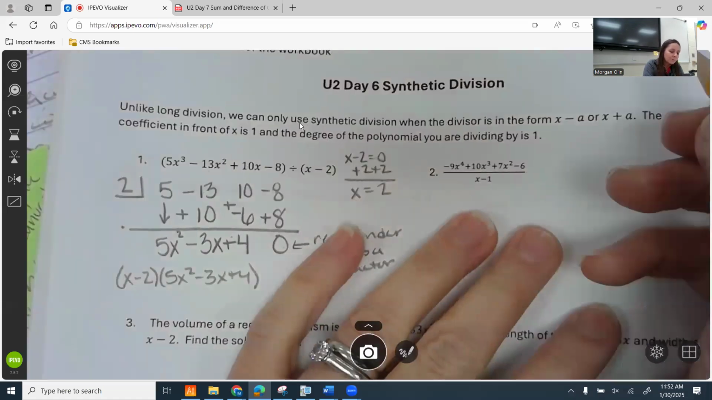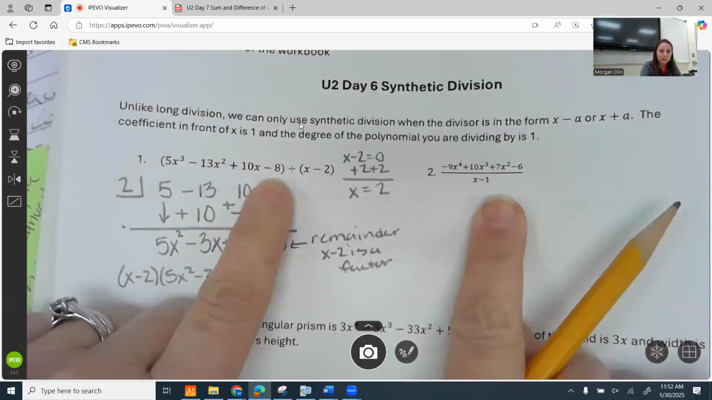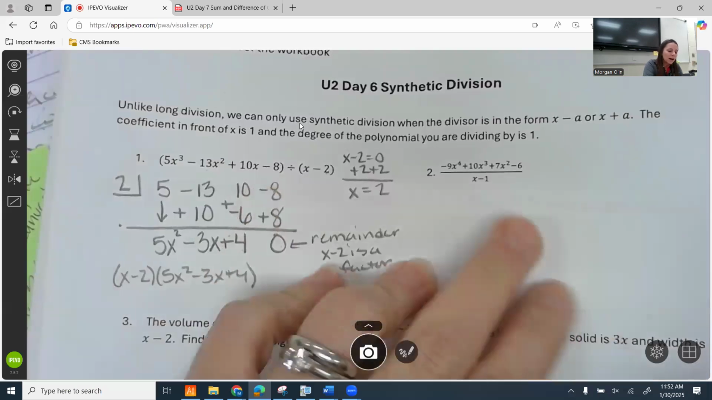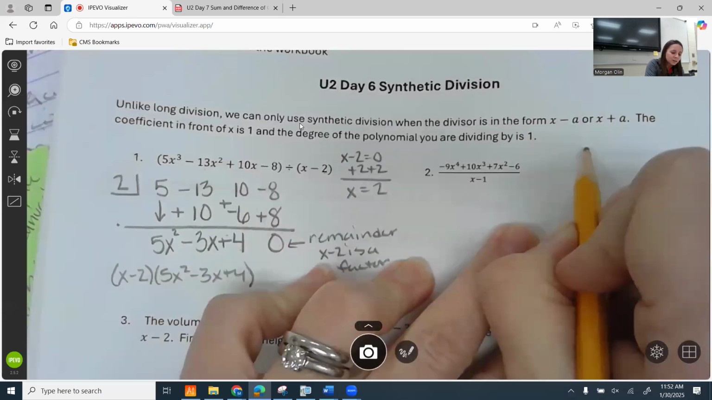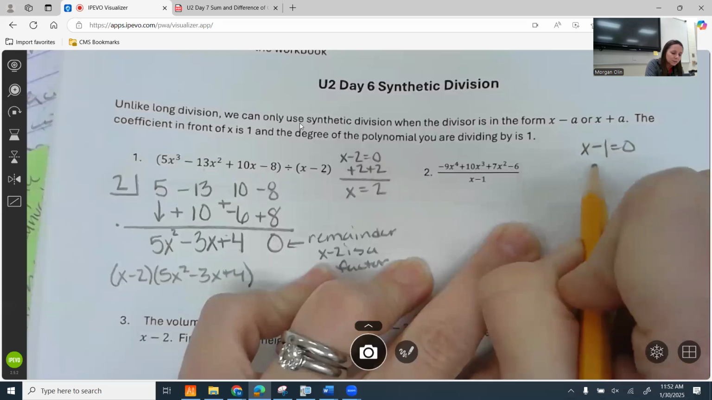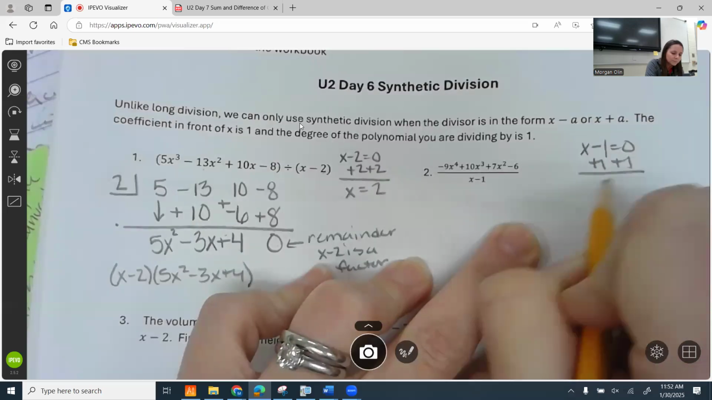Now, our first step, and again, this is division. They do look different, and it's okay. But just know both of them are division. So x minus 1, set that equal to 0. So we want to add 1.